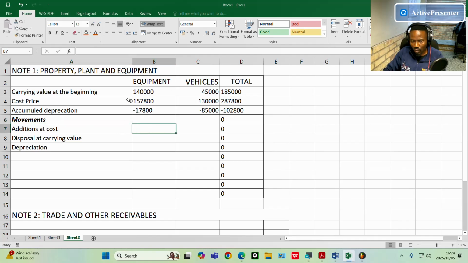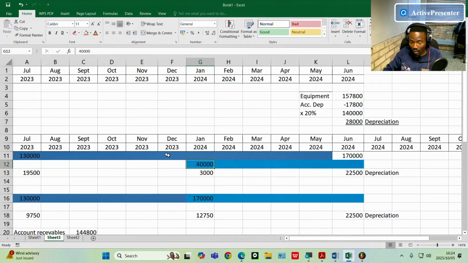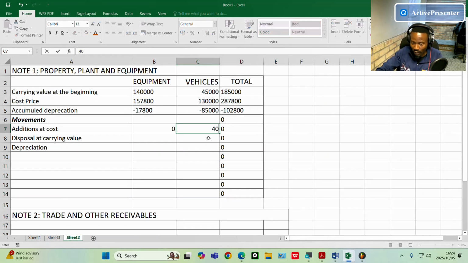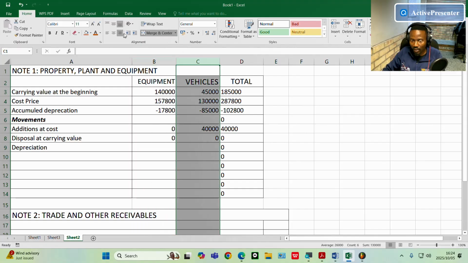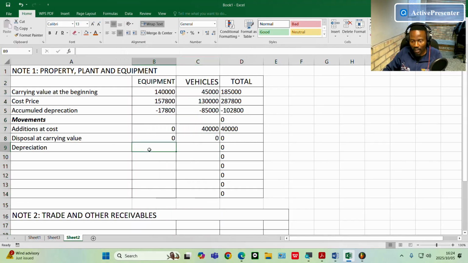There was no addition to the equipment, so it's going to be 0. Same with vehicles. Okay, there was an addition. Remember, there was 40,000 added 31 December, starting from January. So we need to account for that. That's the addition we have. As I told you, it's going to be adding automatically here. With disposals, there were no disposals.